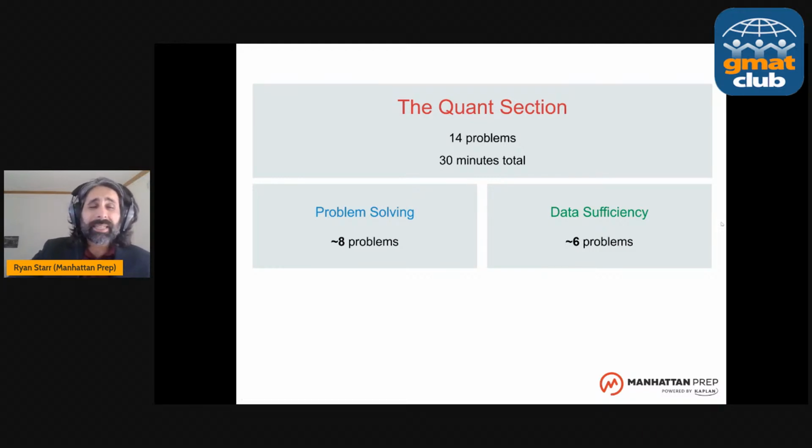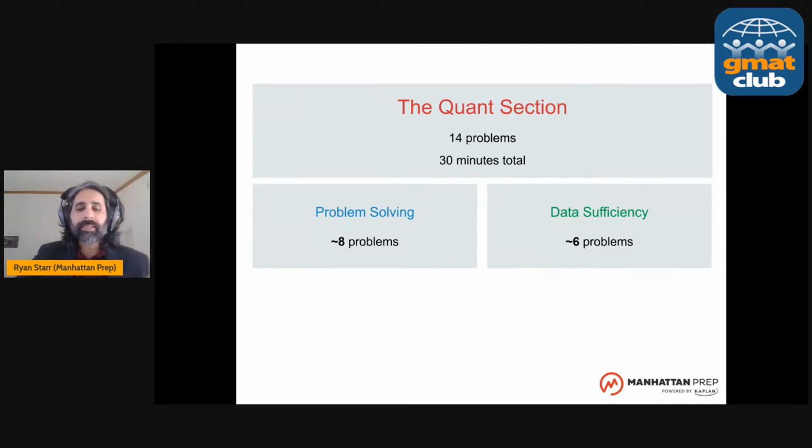Data sufficiency is the question type that a lot of people worry about and struggle with most on the quant section. And so we're going to look at a data sufficiency question later too, just to get a sense of what those question types are asking for and how you might approach them. Okay.